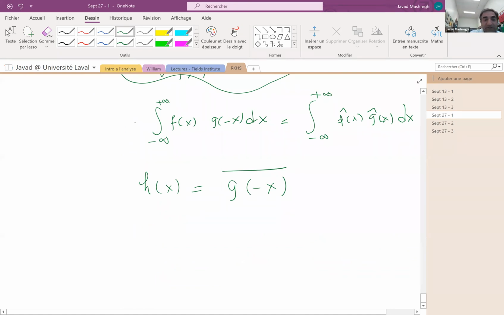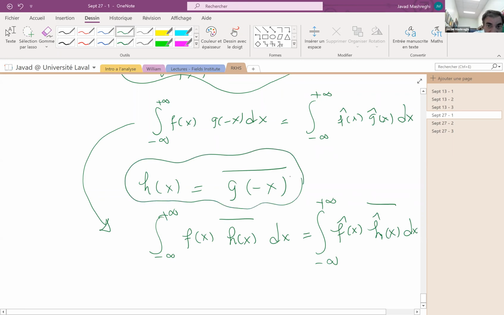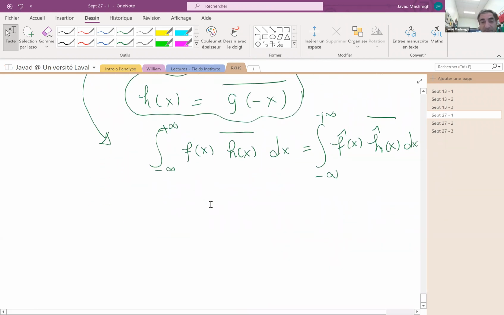And you see that this formula immediately transforms to the integral from minus infinity to plus infinity of f of x h of x bar dx equal to the integral from minus infinity to plus infinity of f hat of x h hat of x bar dx. It's more symmetric this way if you define this change of function. And that's one version of the Parseval identity. Usually we write it as the inner product of f and h in L2 is the same as the inner product of f hat and h hat in L2.